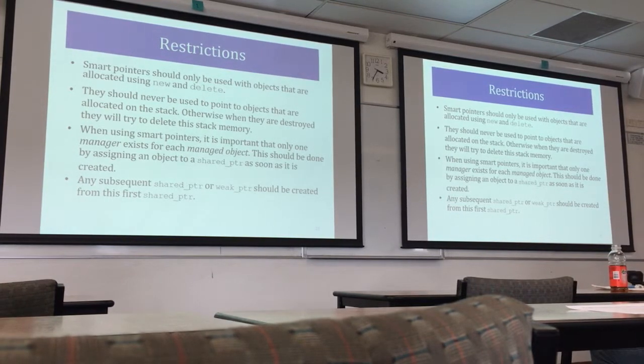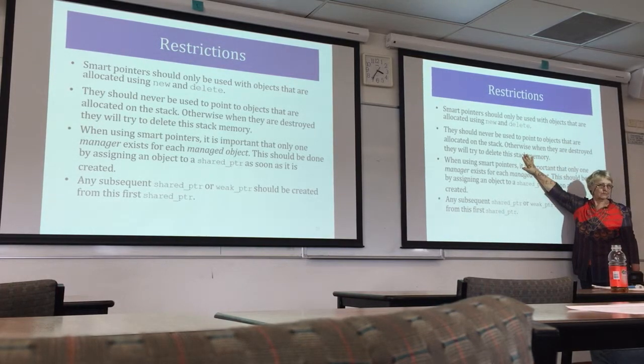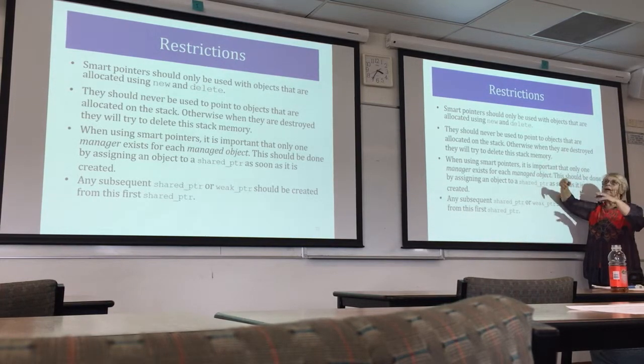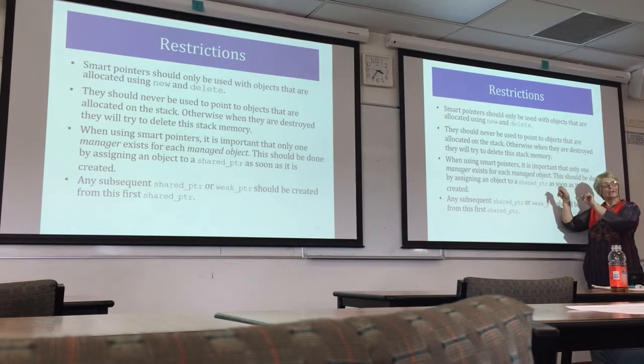P is a pointer to int, and P takes the address of variable A, which was declared previously. This is defined on the stack. So this refers to that fact: it should never be used to point to objects that are allocated on the stack. We have an integer A variable set to 7, and then I say pointer P to int equal address of A. I am not using new here, right?